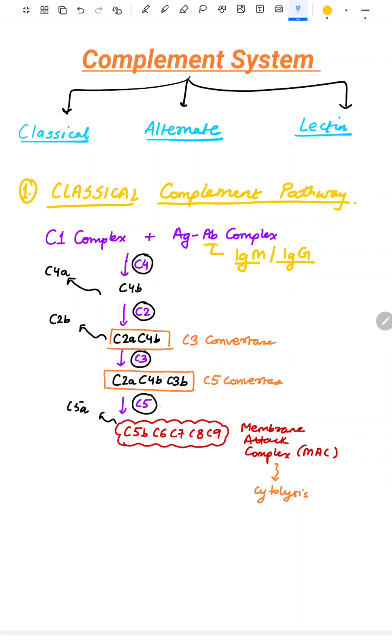Now this C5 convertase acts on C5 to divide it into C5a and C5b. Now this C5b joins with C6, 7, 8 and 9 to form the membrane attack complex, which basically causes cytolysis of this bacterial cell. Now let's just revise all of this with the help of a video.